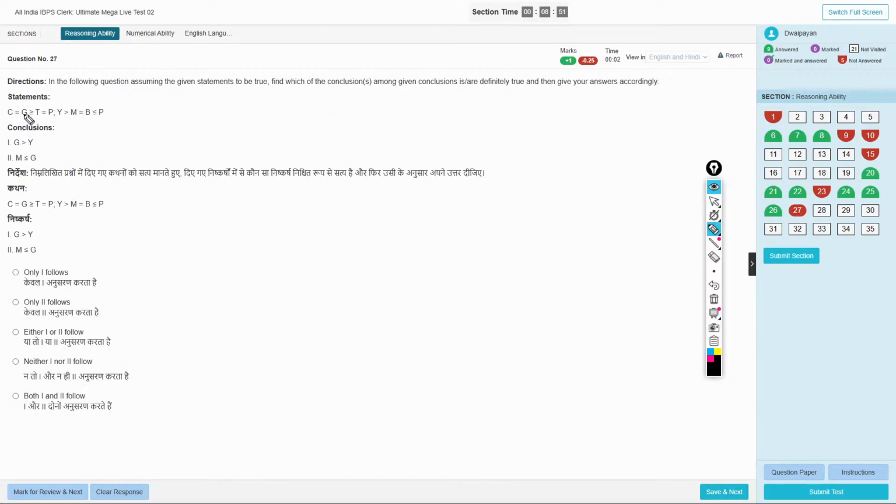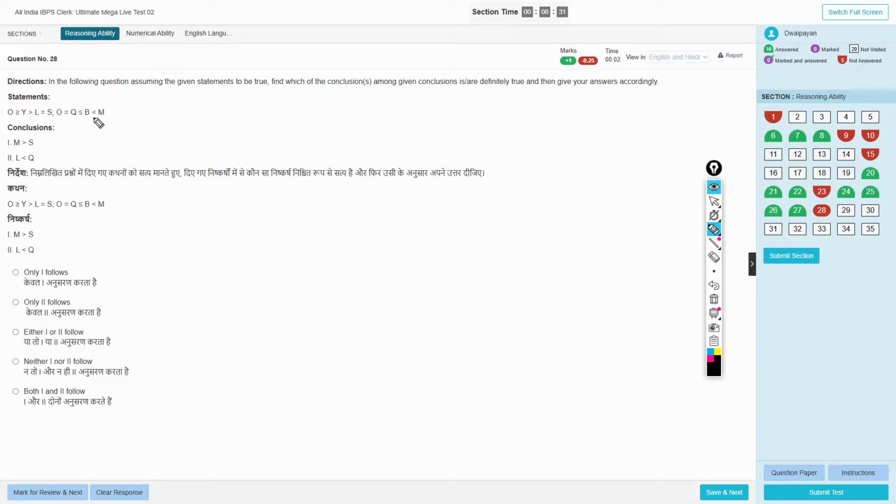Now G to Y. G equal to C or equal to P. P less than or greater than, no. M greater than, M less than P and P equal to G. So this is greater than or equal to. Yeah. So it will hold. So only 2.